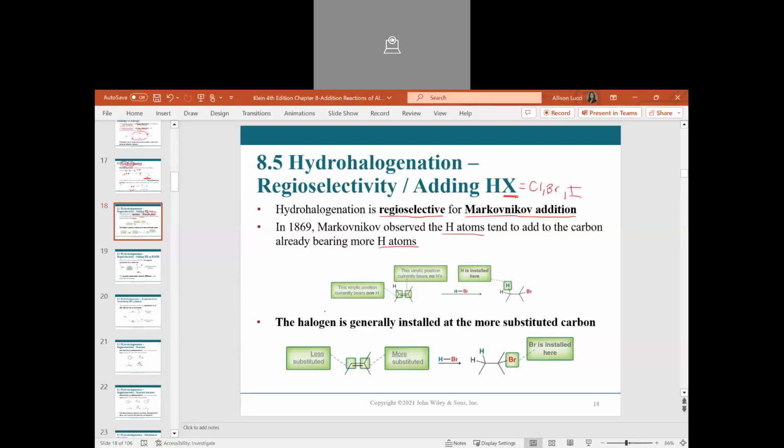We can also look at it as hydrogen atoms tend to flock to where there's more hydrogen atoms already present. So when we compare our asymmetrical alkene here, on one side there's a hydrogen, so the hydrogen will go there, and then on the other side we would install the bromine. That's what we see here in our product. We see hydrogens go where hydrogens already are, and the bromine goes to the more substituted position. So more substituted gets the bromine, gets the halogen.